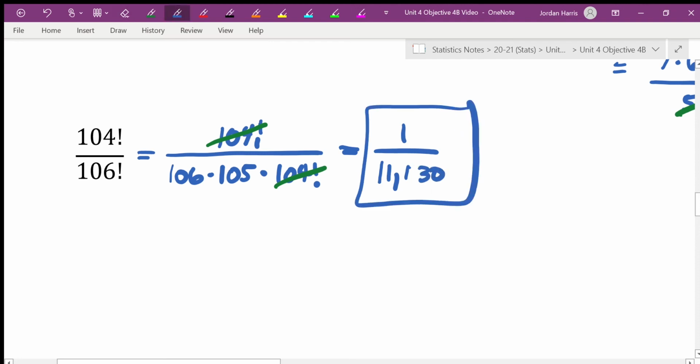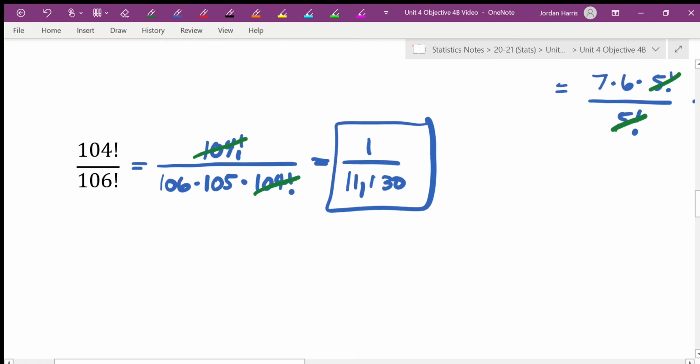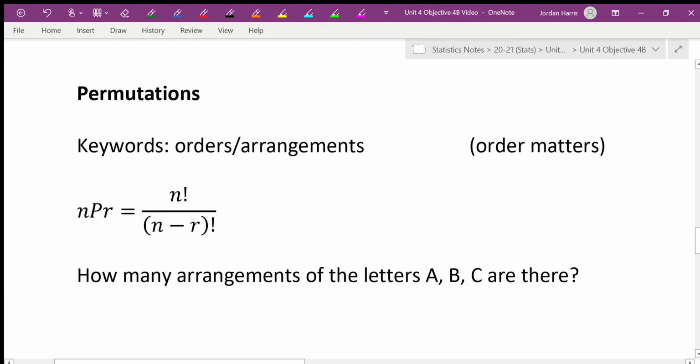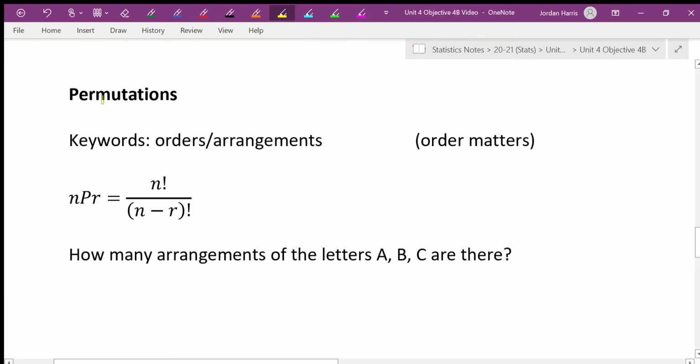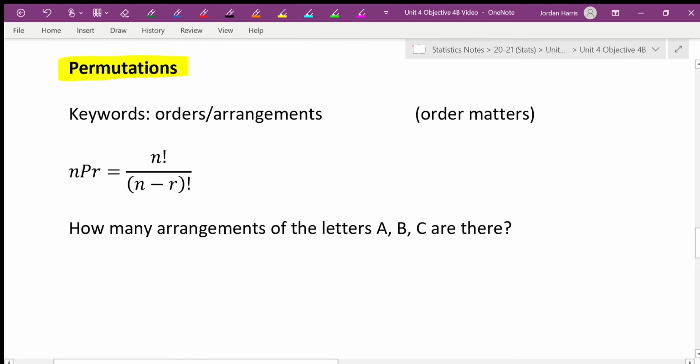And I could leave it like that, or you can divide and get the decimal percent, whatever you want. Okay, so nice skill to have dealing with factorials. Where we see factorials is with permutations and combinations. So next thing we're going to talk about is permutations.